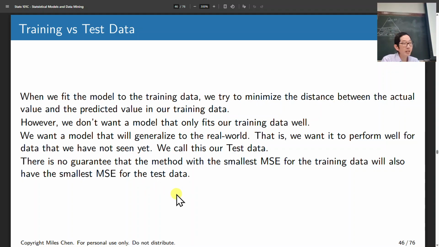Unfortunately, there's no guarantee that the method that performs the best, with the smallest mean squared error for the training data, will also have the smallest MSE for the test data, right? So again, it's kind of like if somebody gives you a practice exam with answers, you don't want to just memorize the answer key. You don't want to just memorize A, B, C, D, A, B, C, D. You want to actually learn the relationship between what is the question and what's the answer.